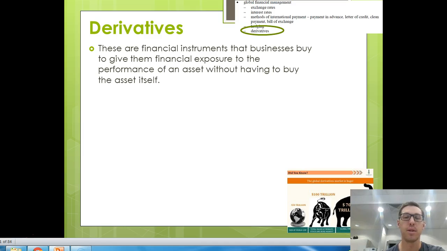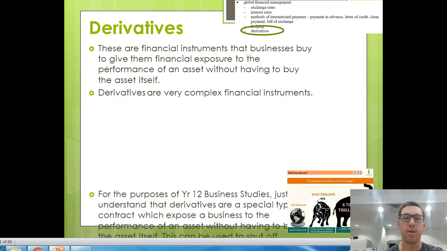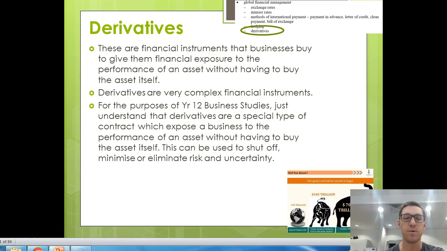So just to put some clarity around derivatives, they're instruments that businesses buy to give them financial exposure to the performance of an asset without having to buy the asset itself. Derivatives are very complex, and for the purposes of this course, you just need to understand that derivatives are a special type of contract, a financial contract, which exposes a business to the performance of an asset without having to buy the asset itself. And they can be used to shut off, minimise, or eliminate risk and uncertainty.